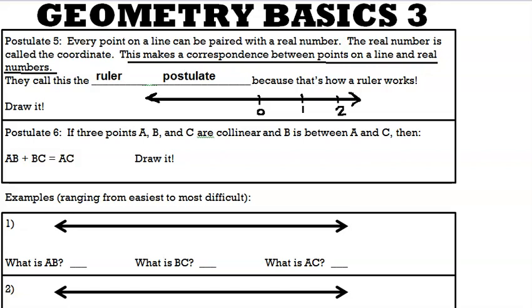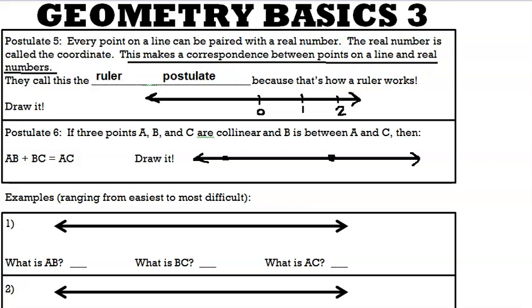The next one and the last one: if 3 points A, B, and C are collinear and B is between A and C, then AB plus BC equals AC. Now, what you may notice, I'm not sure if you noticed, I'm not sure if you cared, but I'm just going to throw this out there.